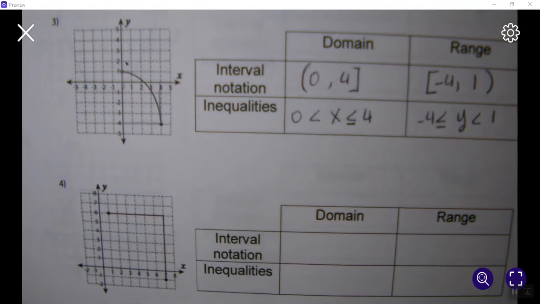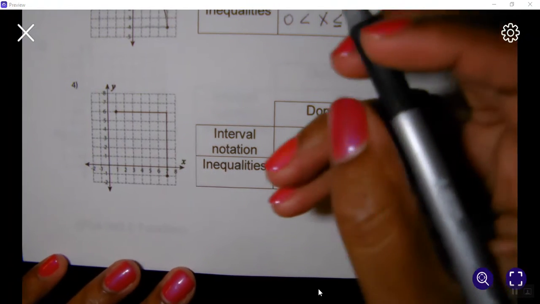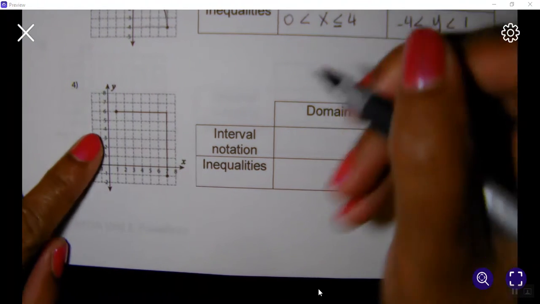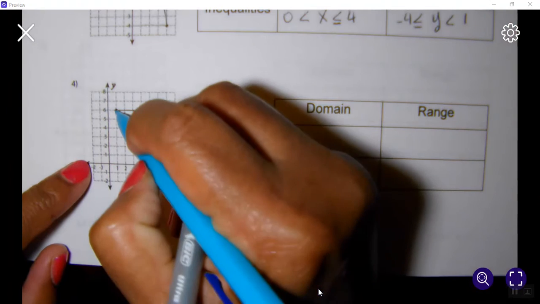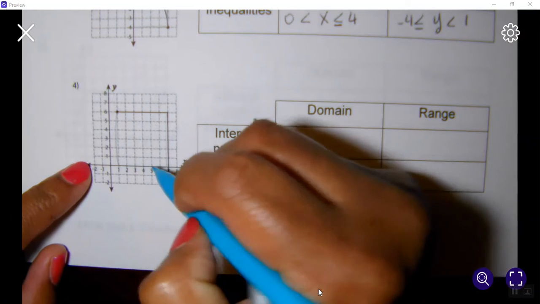Okay, number 4. For the domain, it is starting on the x-axis at 6, and it's stopping right here at 7. So it's between, and why I said 6, I meant 1 and 7. So it's from 1 to 7.